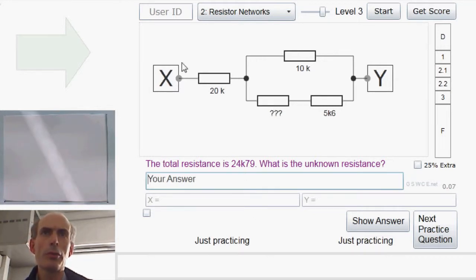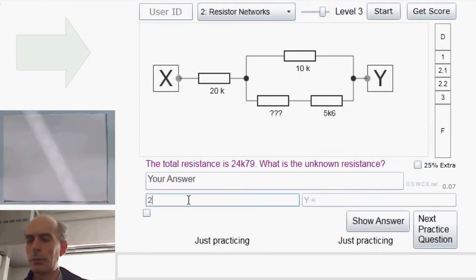Well, first thing to note is that we've got 20K here, and if the total resistance is 24.79K, then the total resistance of these three resistors must be 24.79K minus 20K, or 4,790 ohms. Now, the 4,790 is the parallel combination of 10K and whatever is here.